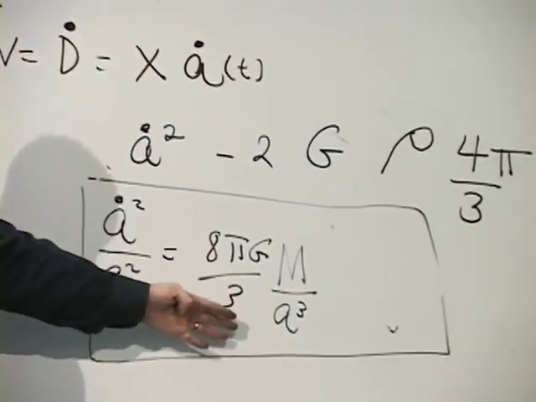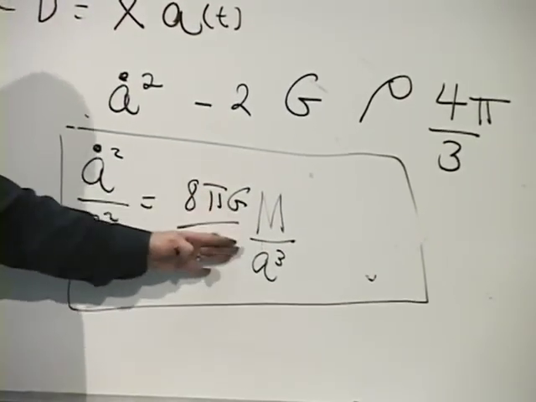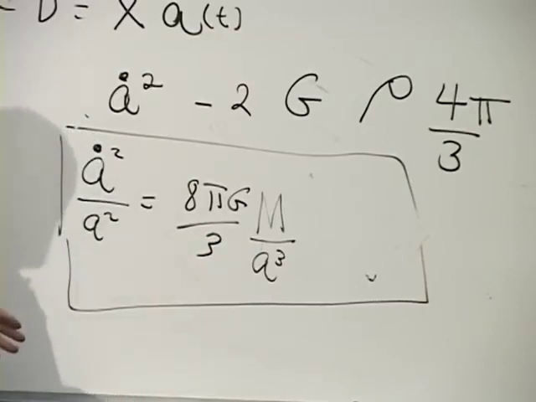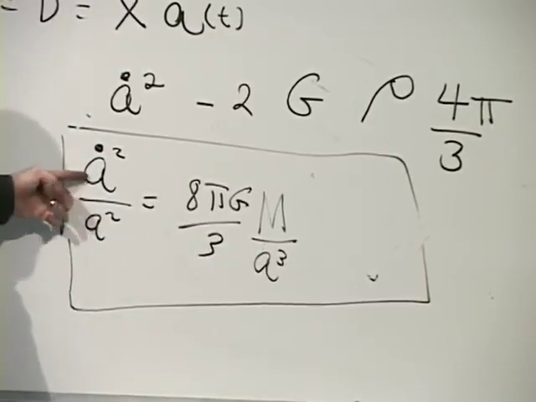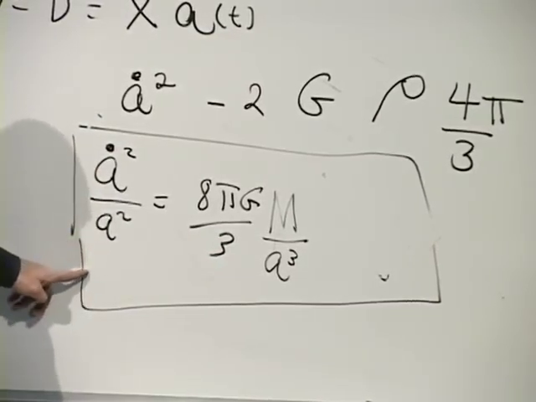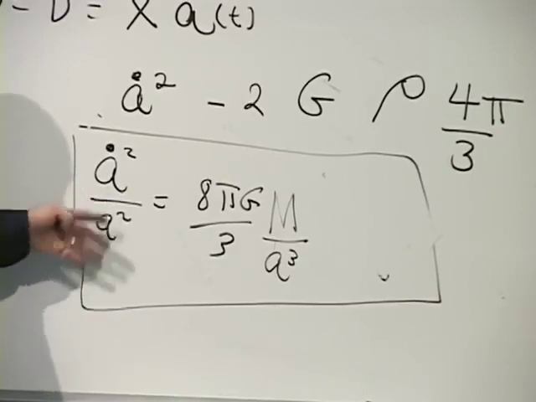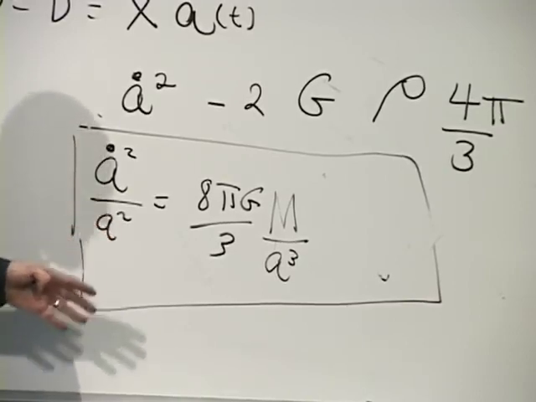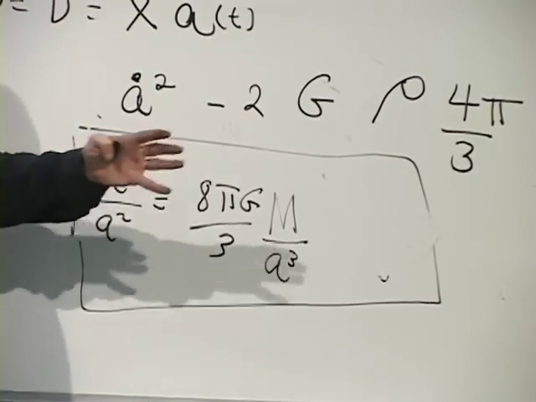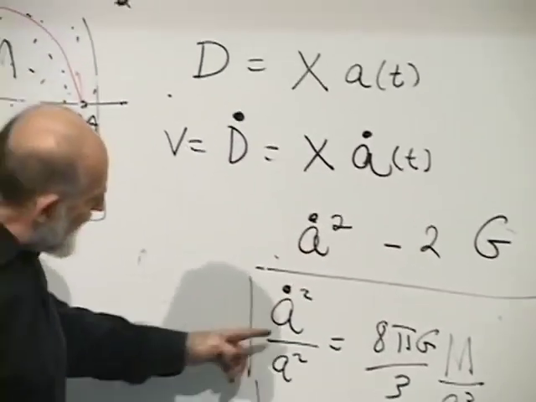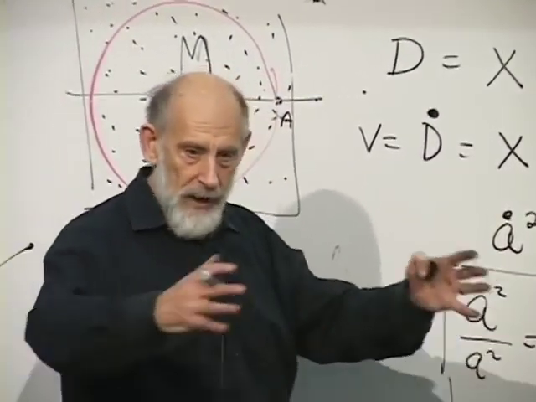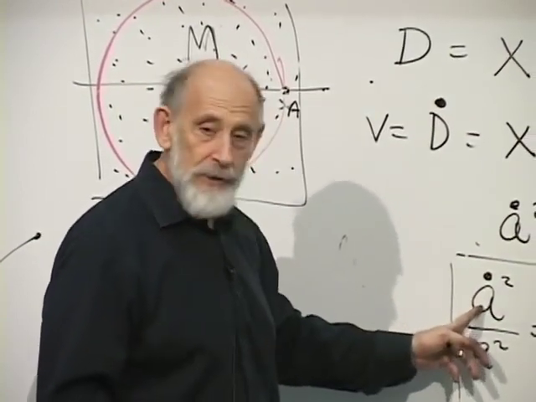The right-hand side here is never 0 and it's always positive. The left-hand side is always obviously positive. It's the square of something. But it could become 0. How could it become 0? If the universe expanded and then recontracted at exactly the point where it turns around, A dot would be 0.